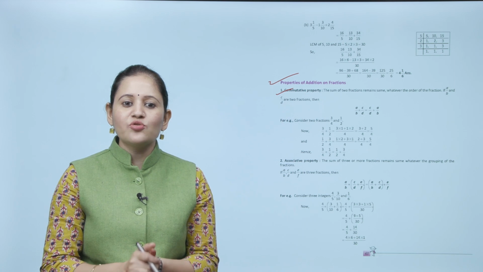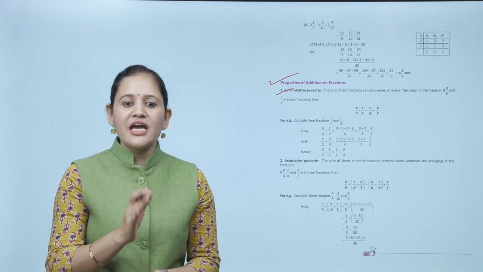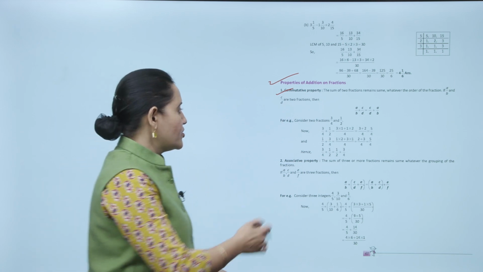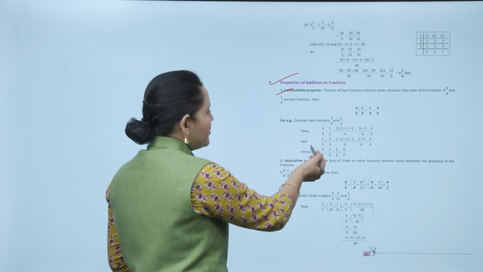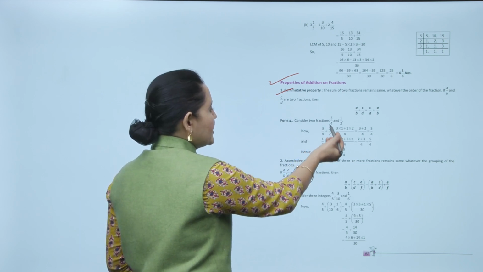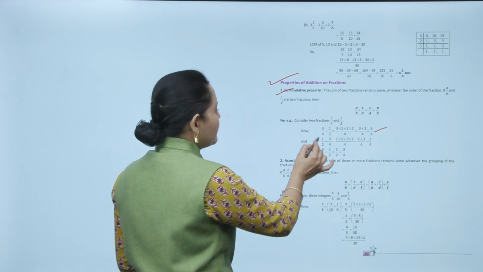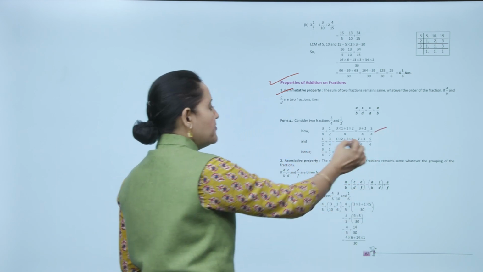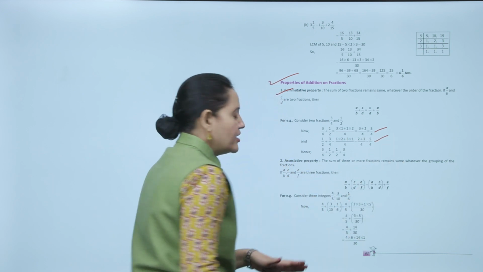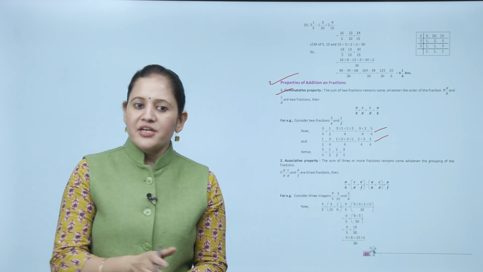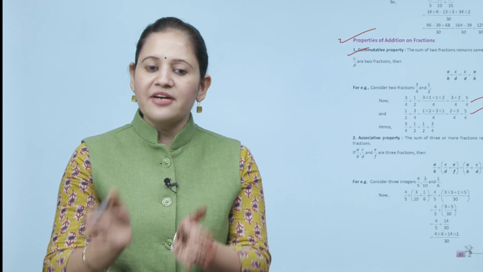Let's take an example. Consider two fractions 3 upon 4 and 1 upon 2. If we add in this order, 3 upon 4 plus 1 upon 2, we'll get 5 upon 4. If we change the order, we add 1 upon 2 plus 3 upon 4. Again we'll get the same answer 5 upon 4. So if we change the order, the sum will remain the same. That is the commutative property.